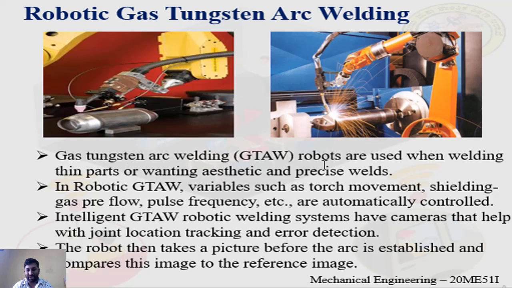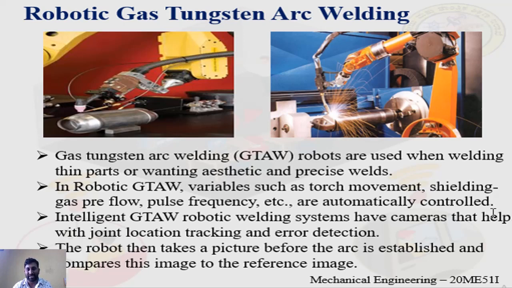Gas tungsten arc welding robots are used when welding thin parts or wanting aesthetic and precise welds. In robotic gas tungsten arc welding, variables such as torch movement, shielding gas preflow, pulse frequency, etc., are automatically controlled. Intelligent gas tungsten arc welding robotic systems have cameras that help with joint location tracking and error detection. The robot then takes a picture before the arc is established and compares this image to the reference image.